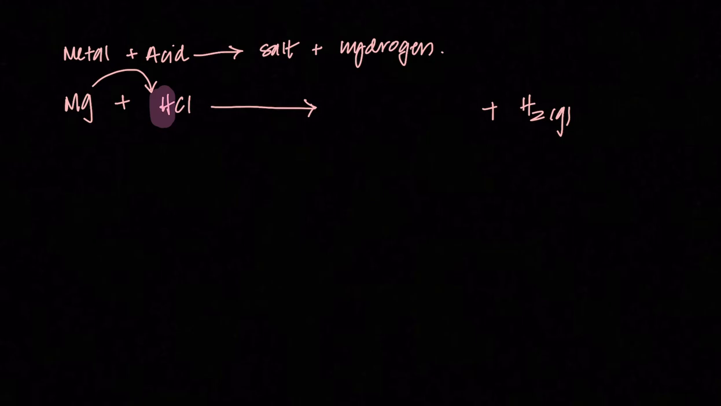And which ionic compound will be formed? Magnesium will make an ionic compound with Cl, right? And the formula for that would be, since magnesium is in group 2, it makes an ion of 2 plus. Cl is in group 7, it makes an ion of 1 minus. So therefore the formula would be MgCl2.